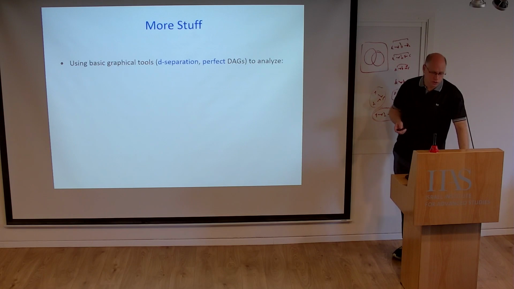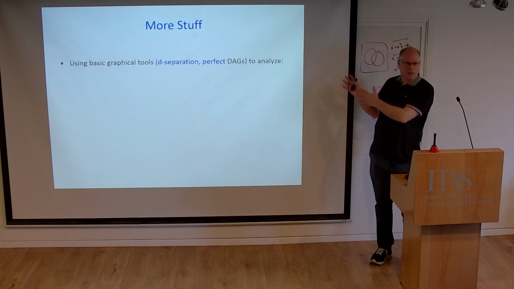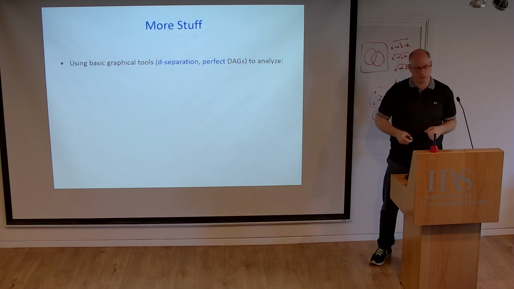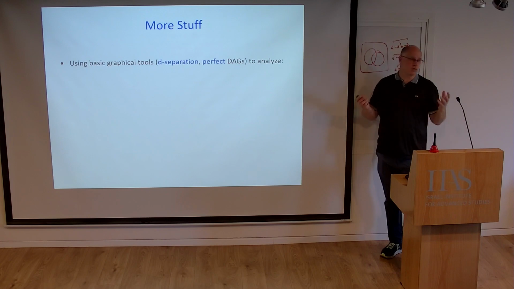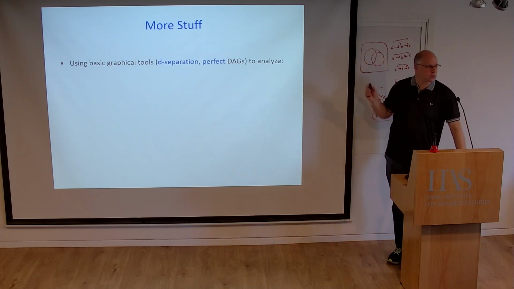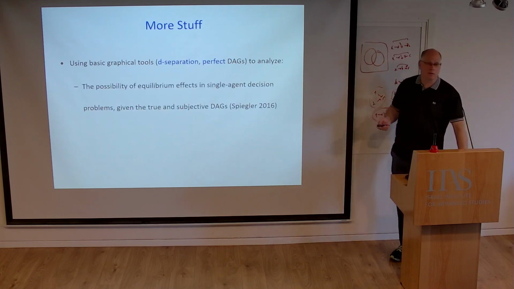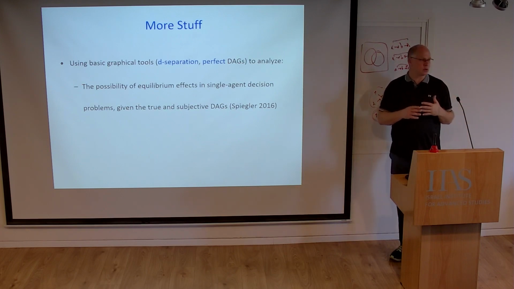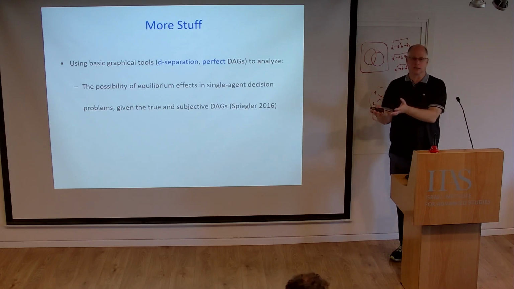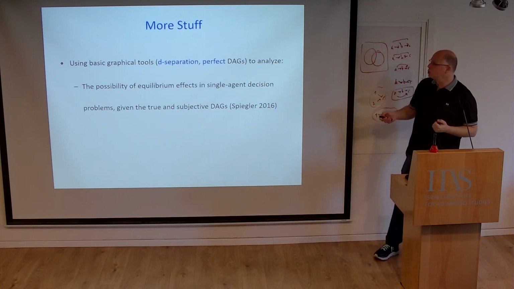Things that I didn't tell you about because of shortage of time: I emphasized how you can take this language to build an application, these are Mickey Mouse applications, but the basic idea is to take this framework and use it to construct models. But as I said at the beginning, you can use this framework also to prove results about general classes of models, and you can use basic tools from the Bayesian network literature, things that are known as d-separation, perfect DAGs. These are very basic things that you get to see in the first two chapters of any text on Bayesian networks. You can analyze questions like, is it even possible to have an equilibrium effect, like unique mixed equilibrium or multiple equilibrium in a decision model? So I'm going to tell you what the true DAG and what the subjective DAG is. And sometimes I can say, well, even without knowing the parameterization, equilibrium effects are not going to be there. Just by looking at the true and subjective DAGs, you can answer that question using the tool of d-separation.